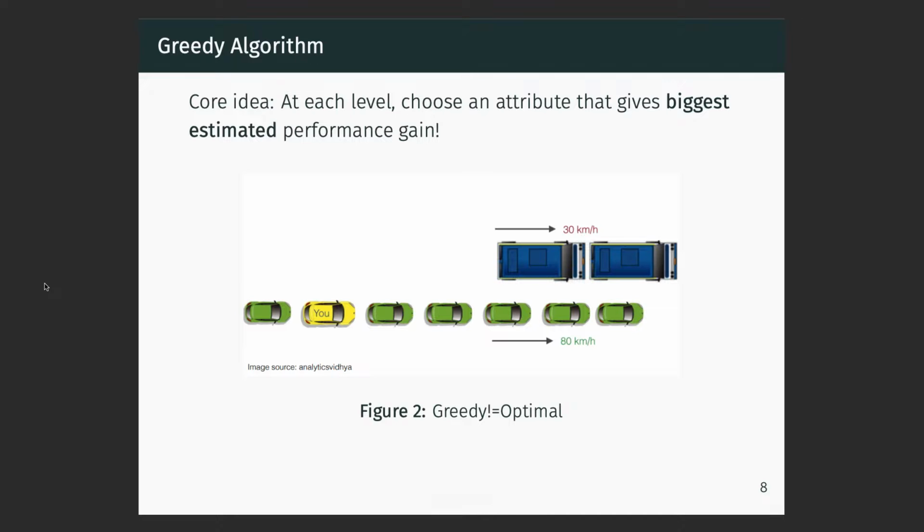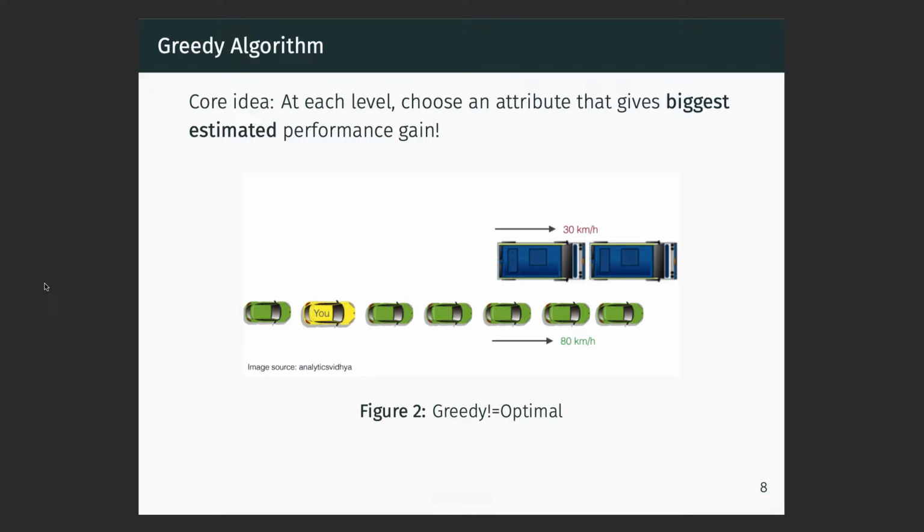We discussed the core idea that because the problem is non-trivial, could we look at a greedy algorithm? Greedy means you don't look too far into the future, you just look one step into the future. And the core idea is to choose an attribute as a split point or as the node for which you make a decision, which gives you the best estimated performance gain, where the words estimated and performance gain are going to be very important in this context.